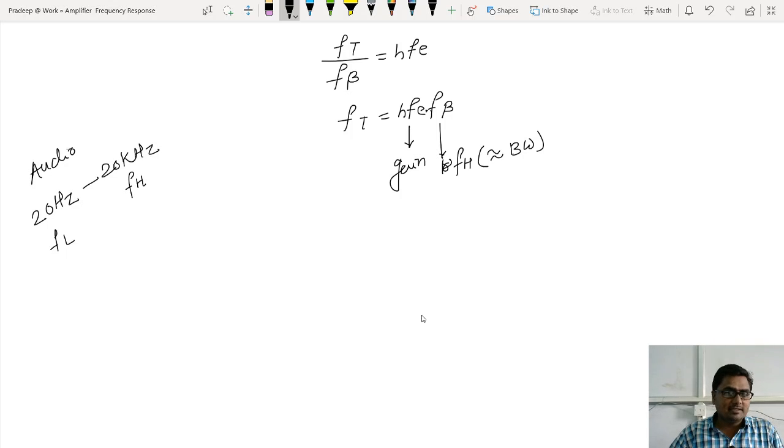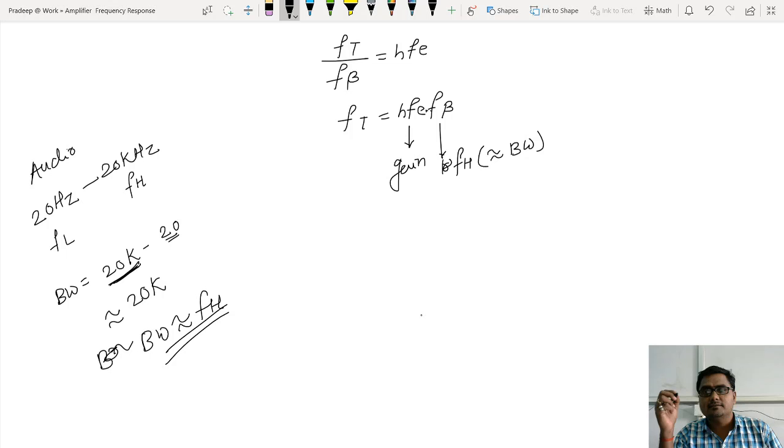So what is the bandwidth then? Bandwidth is equal to 20 kilohertz minus 20 Hz, so that is approximately equal to 20 kilohertz. अब इतने बड़े नंबर से इतना छोटा नंबर अगर सब्सट्रैक्ट हो जाएगा तो obviously the value will be approximately बड़ा number, is it? So that's why I said that bandwidth is approximately the higher cutoff frequency. So for any amplifier, bandwidth is approximately higher cutoff frequency.